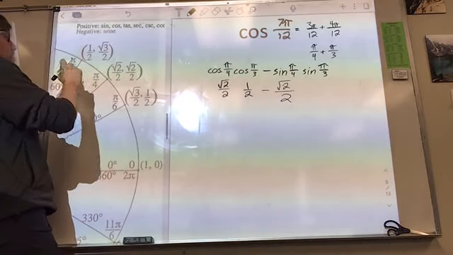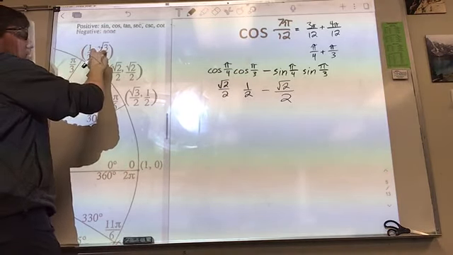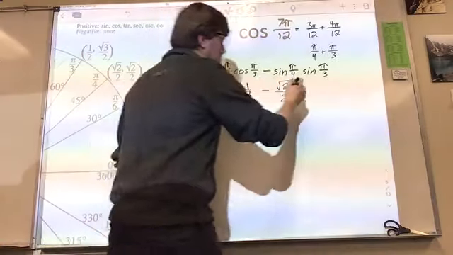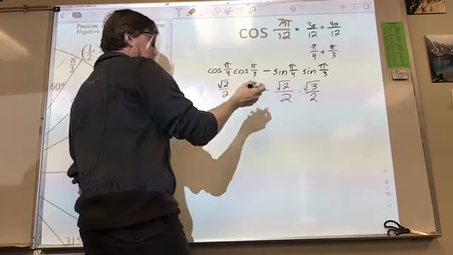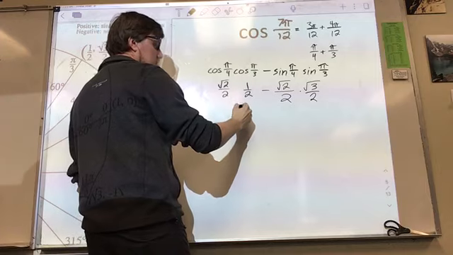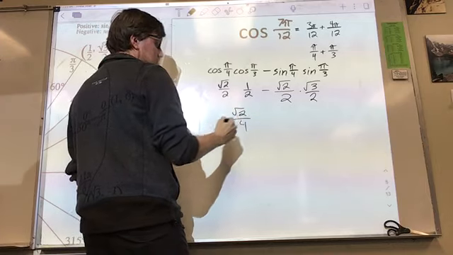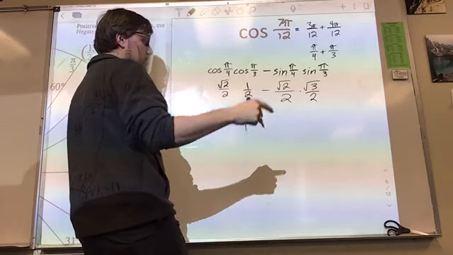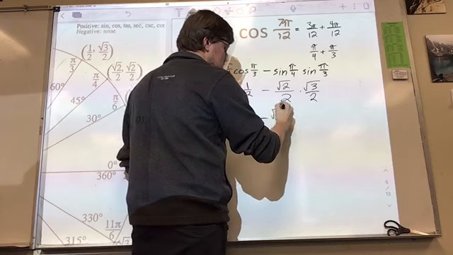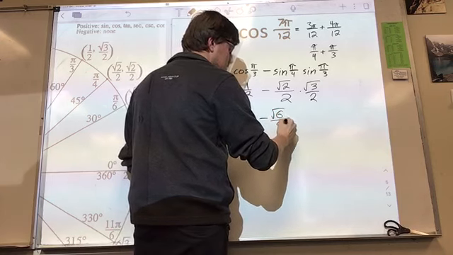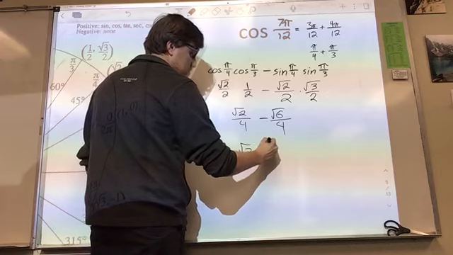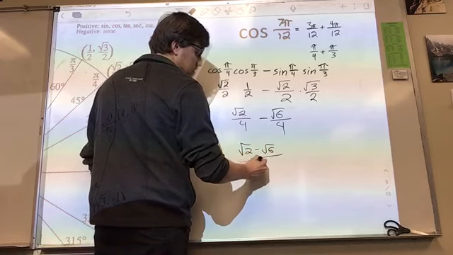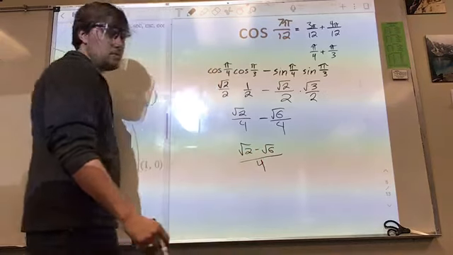And at pi over 3, we're looking for our sine, our y, which is root 3 over 2. And then we multiply just like we've been doing. So root 2 over 4 minus root 6 over 4. So root 2 minus root 6 over 4 is your answer.